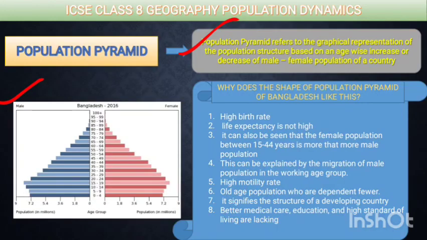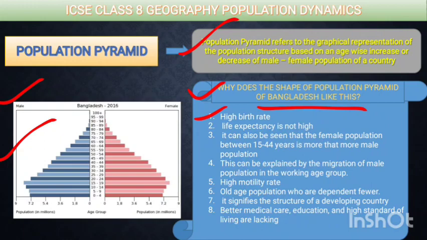Okay. First, why does the shape of the population pyramid of Bangladesh look like this? What are the reasons behind that? Because of the high birth rate of Bangladesh. The life expectancy, the average life of a person, is called life expectancy. The life expectancy is low.